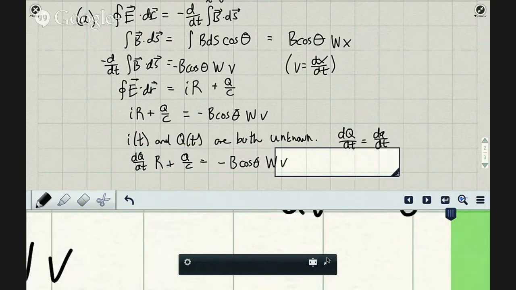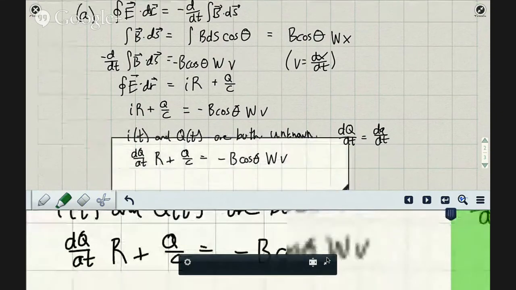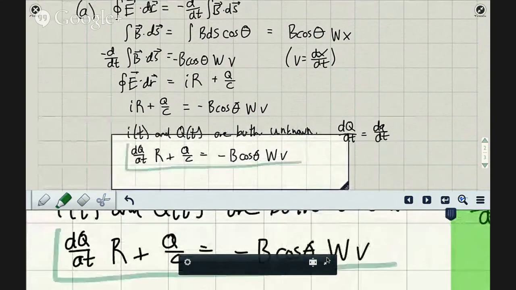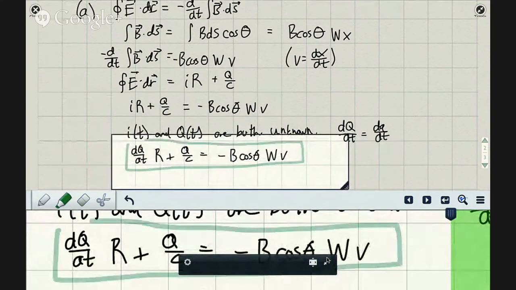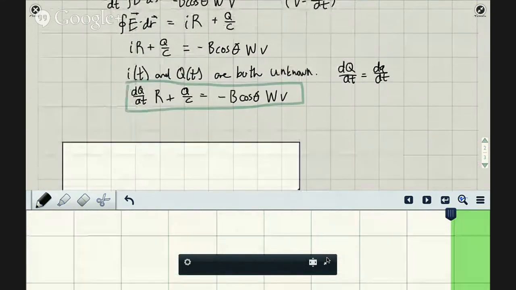That's as far as we can go. So that's an equation that could be solved for Q. Now v is also an unknown function of time, so we can't solve this right away without knowing v. So this is as far as we can go for now.